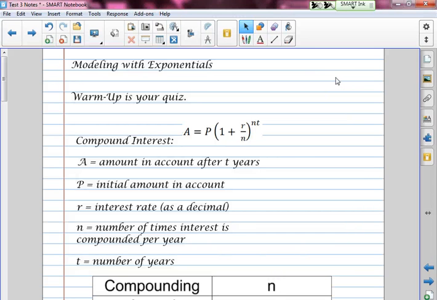All right, today we're going to be talking about modeling with exponentials. You do have a quiz, so make sure you study for it.